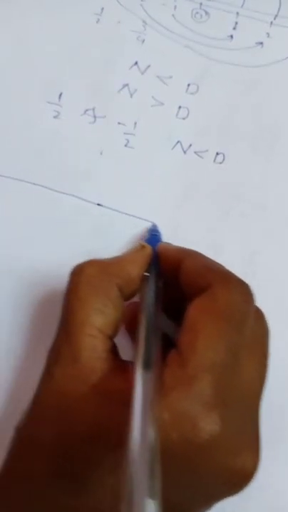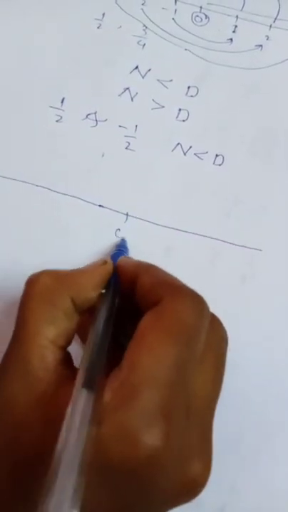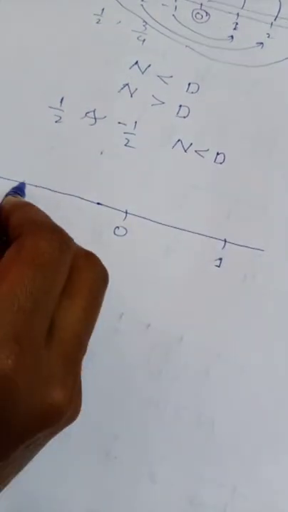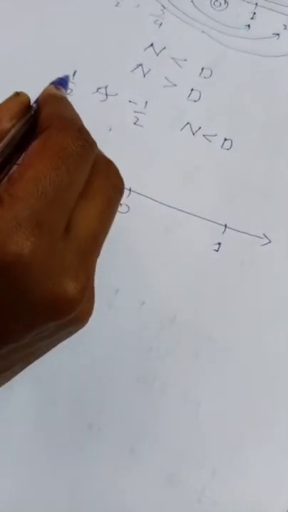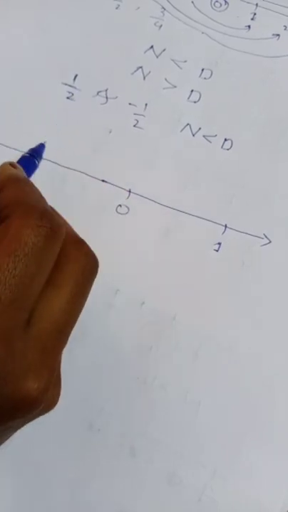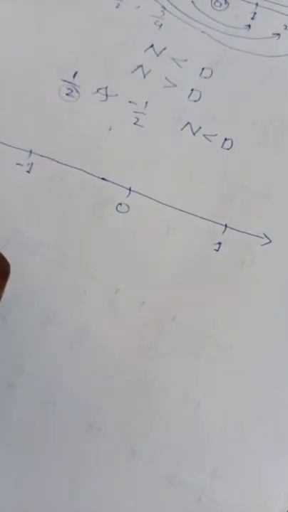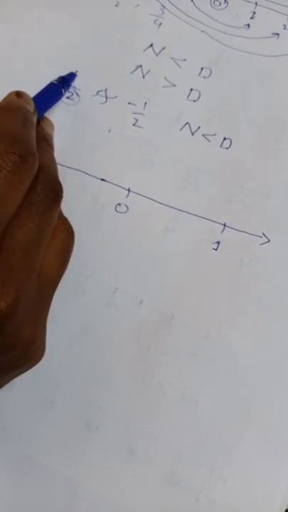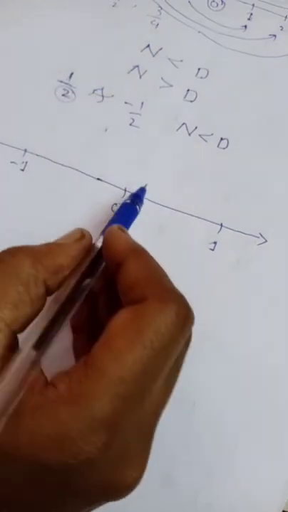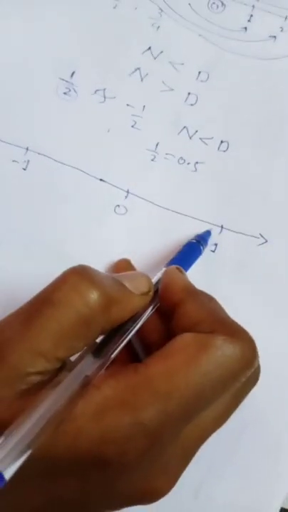So this is a number line. 0, I'll write 1 here, and here -1. Just look at this figure: 1 by 2. Here the denominator is greater than the numerator, and the numerator is 1. Now we divide the length between 0 and 1. If I write half, we can write it as 0.5. So 0.5 lies between 0 and 1.